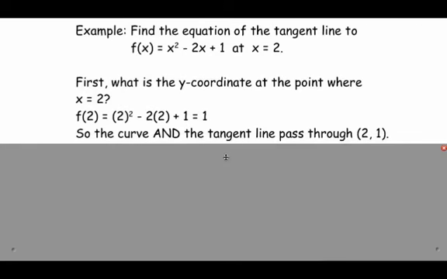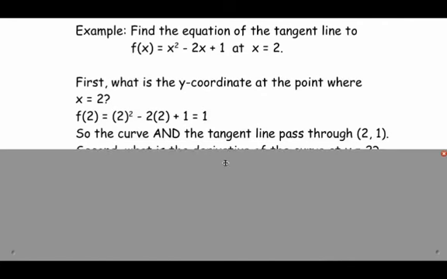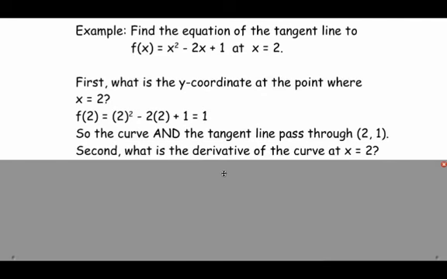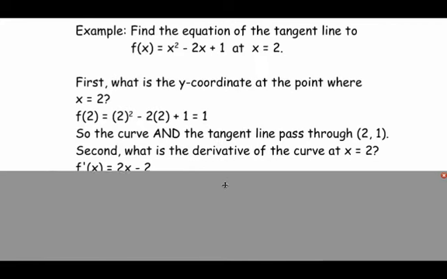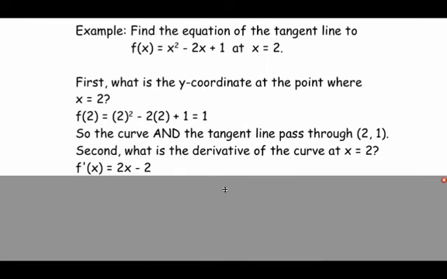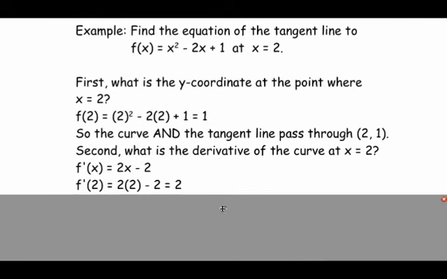So that means that the curve and the tangent line are going to touch each other at the point where x is 2 and y is 1. So that's the first thing I need to do. And the second thing I need to do is figure out what the slope of that line is going to be. To do that, we know we're going to have to take the derivative. So I go back up to my f of x, figure out what f prime is going to be, and that's going to be 2x minus 2. And I only need to plug in my x value to figure out the slope. So I plug in my x value of 2, and I find that the derivative is 2, which means that the slope of the tangent line is also 2.